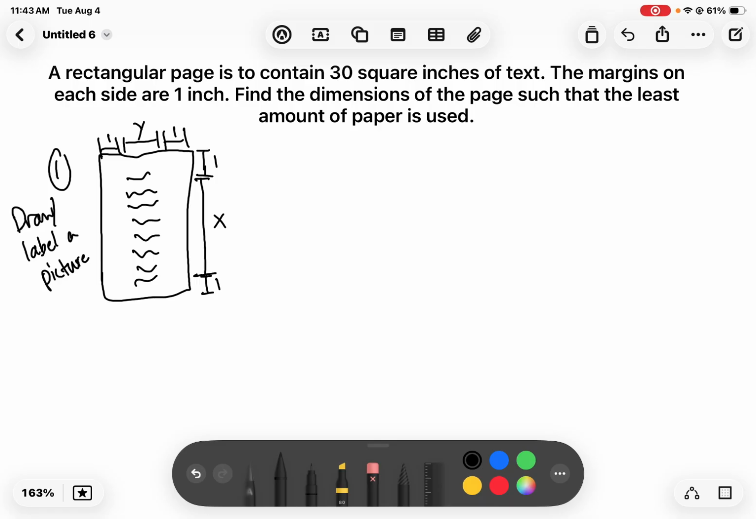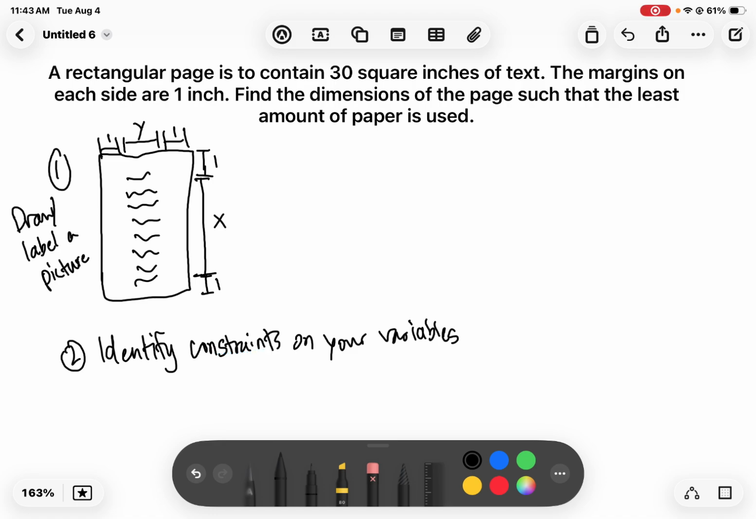So now next, step 2 is to identify the constraints on your variables.